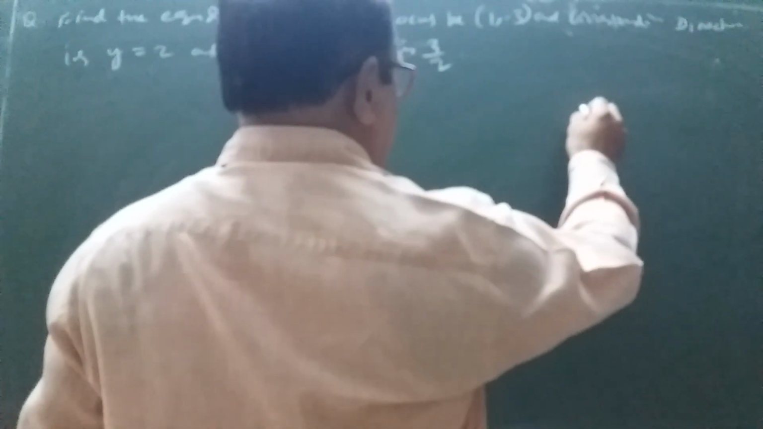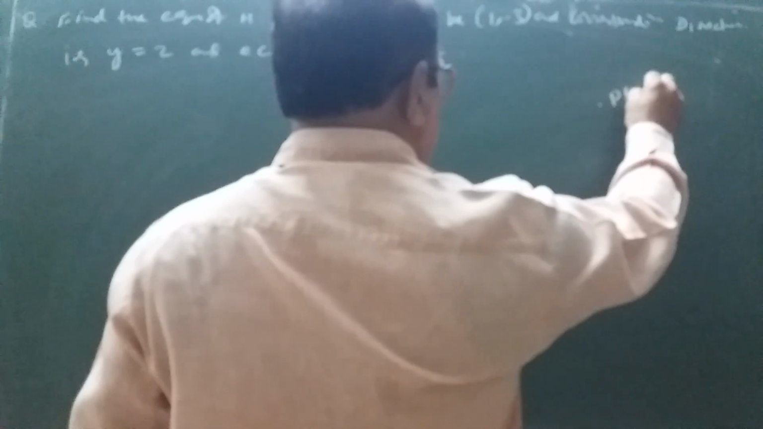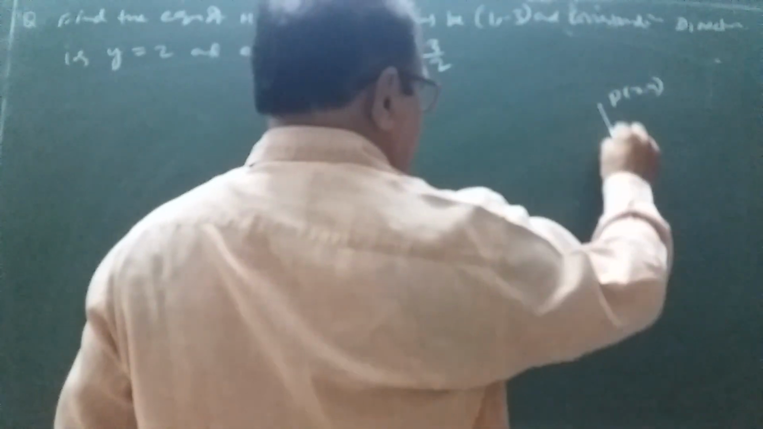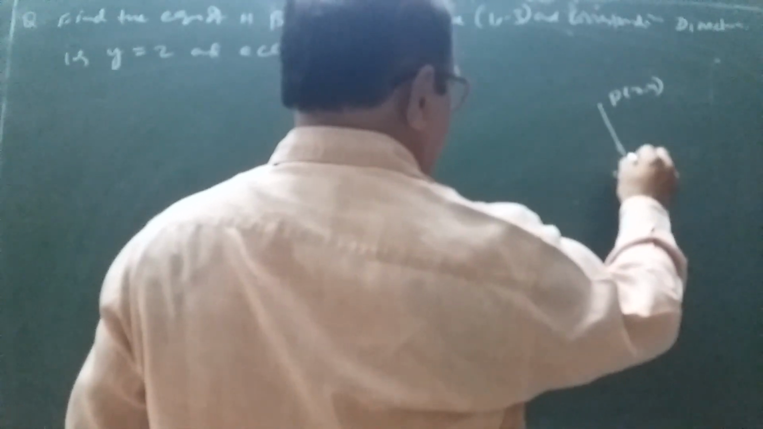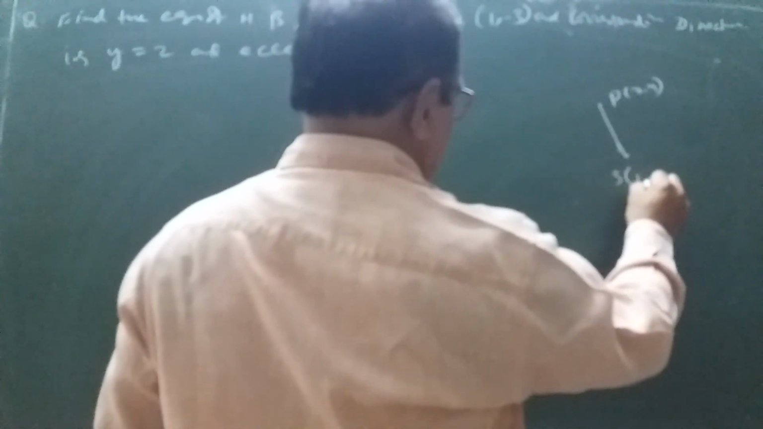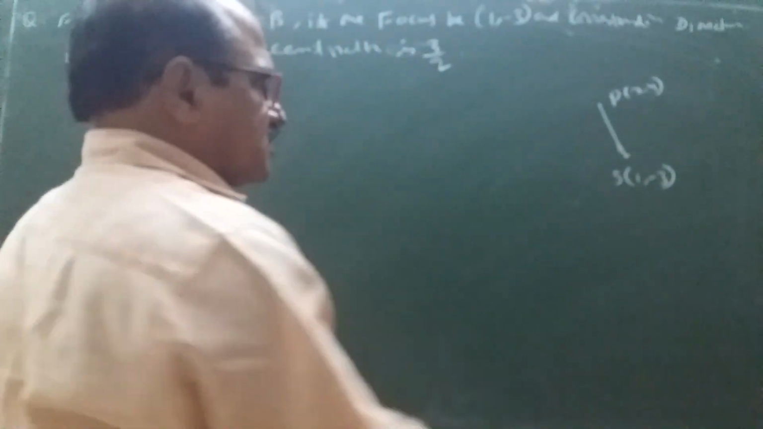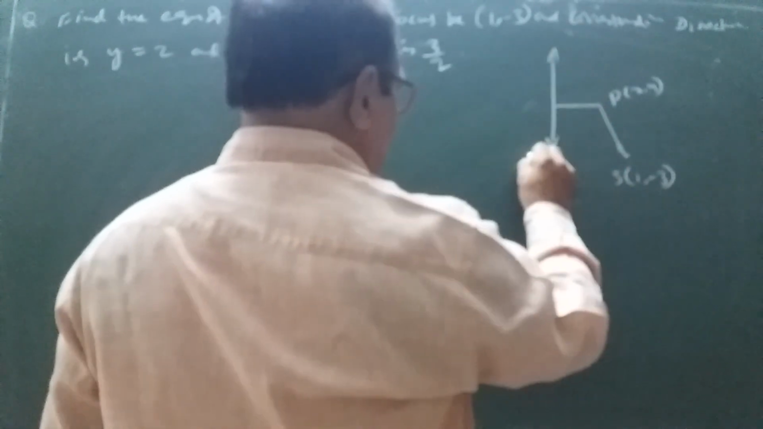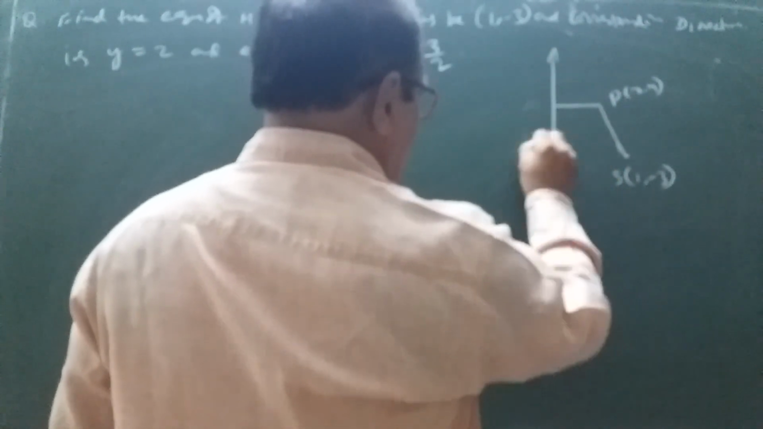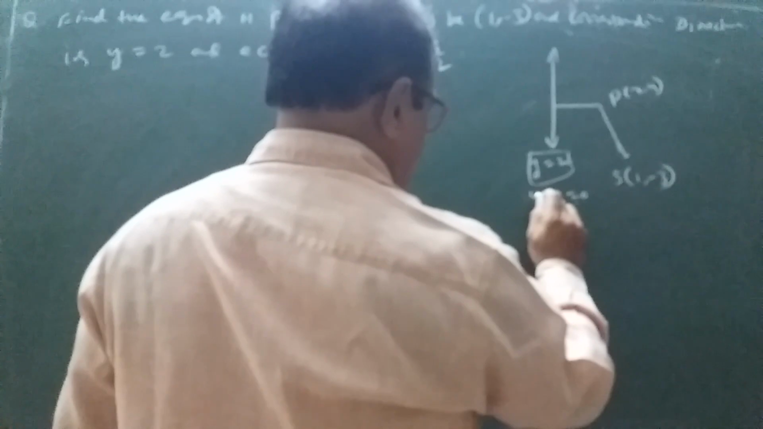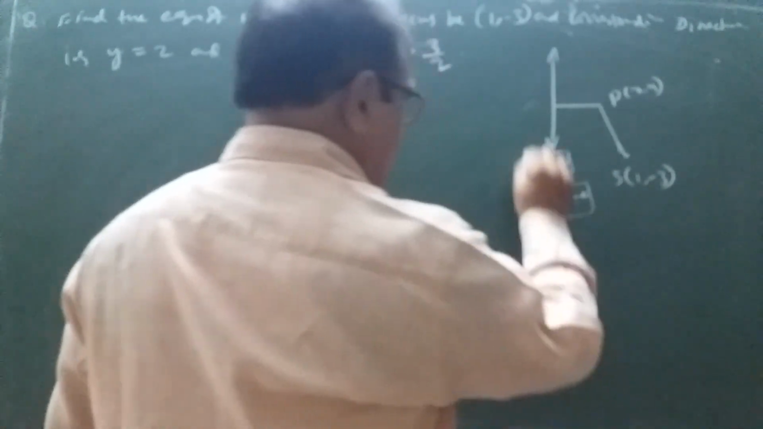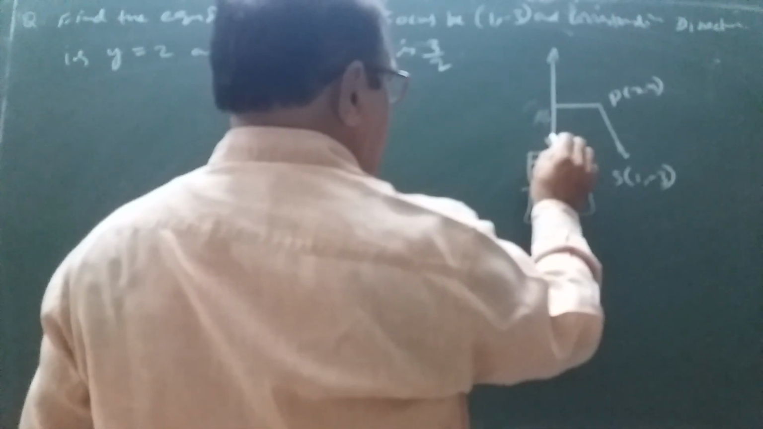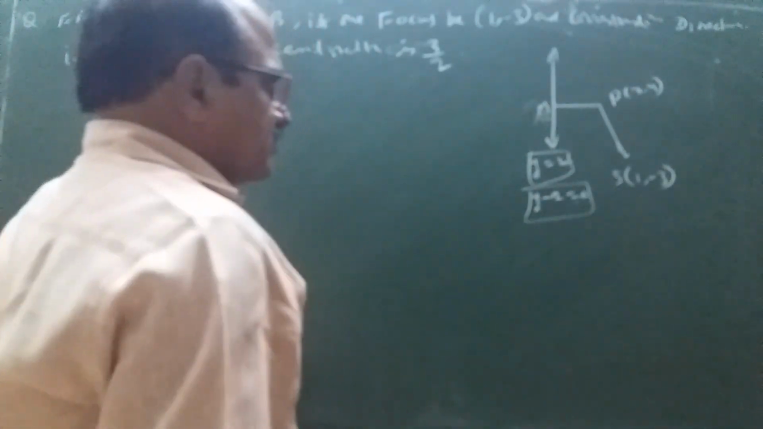For that, if P(x, y) is a point on the hyperbola, and take the fixed point (1, -3), that is the focus. The corresponding directrix is y is equal to 2. That means y minus 2 is equal to 0 is the equation of directrix. This is the point M.